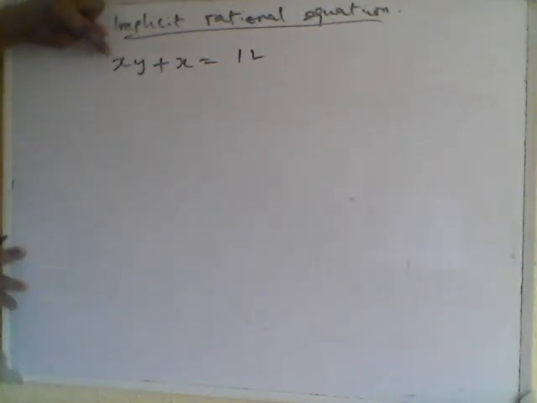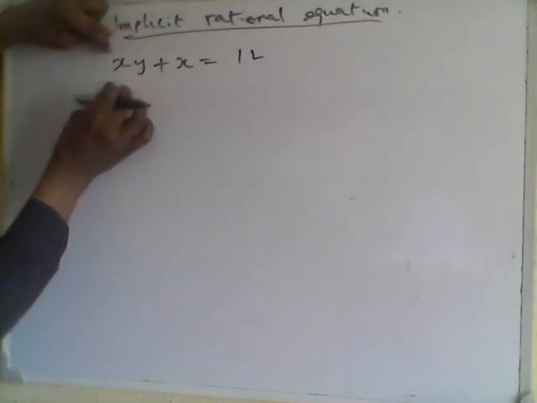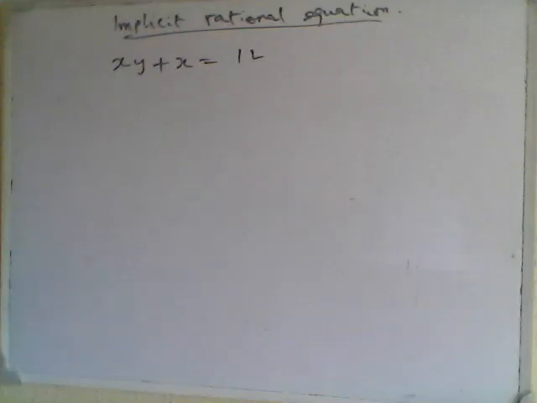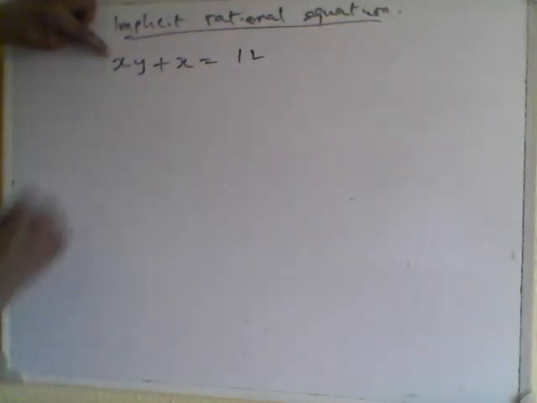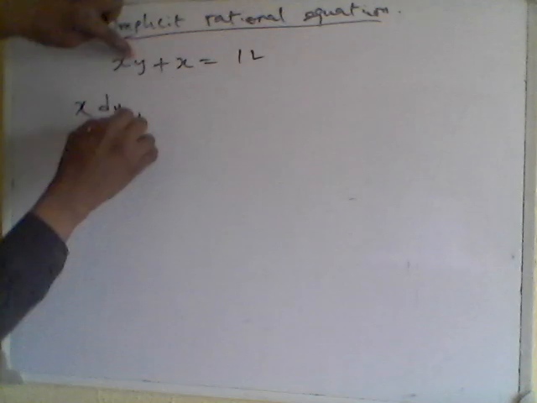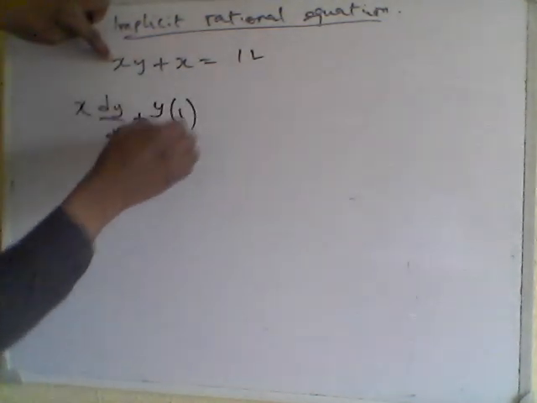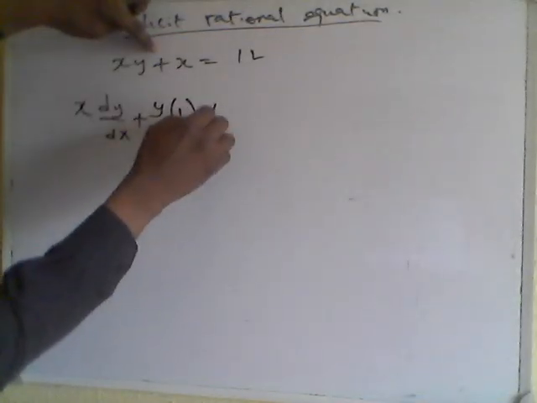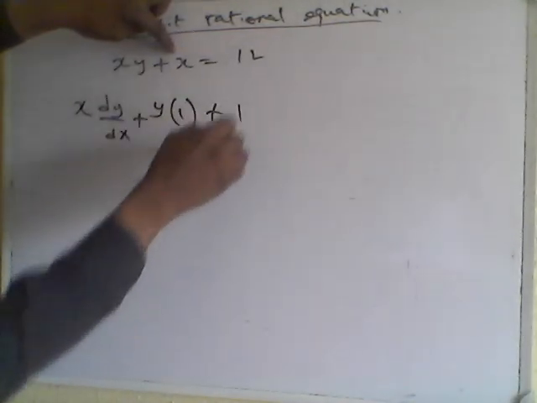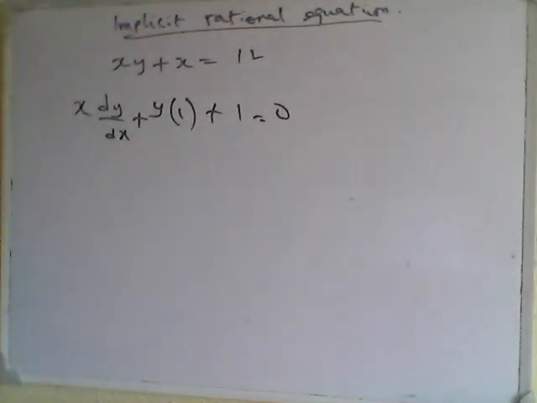So this is like a product because it is x and y. They are both functions. So I write x down, then the derivative of y is dy/dx. Then plus, I write y down, and the derivative of x is 1. Then plus, differentiating the x term, I have 1, equals, differentiating 12, I have 0. So I have done my first line.